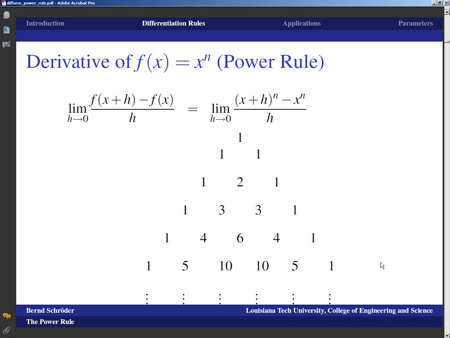That keeps going like that, and it can be proved that these really are the coefficients that are needed to expand a binomial. Now let's look at this. As we expand a binomial, the first term will always be x to the n.